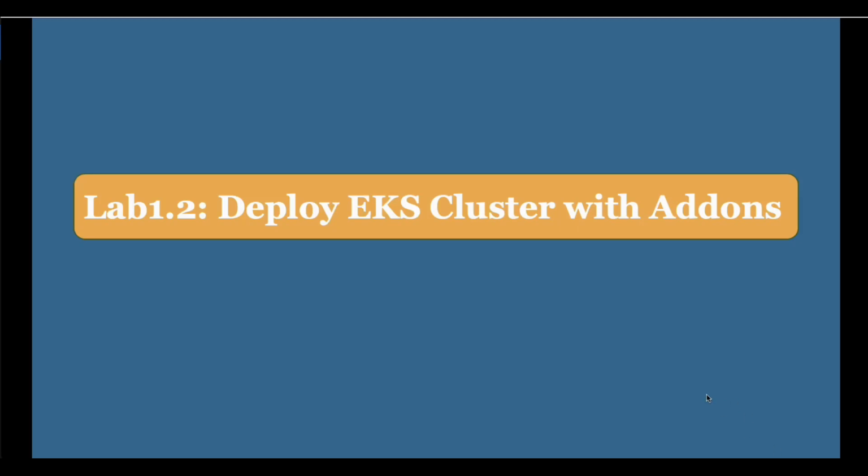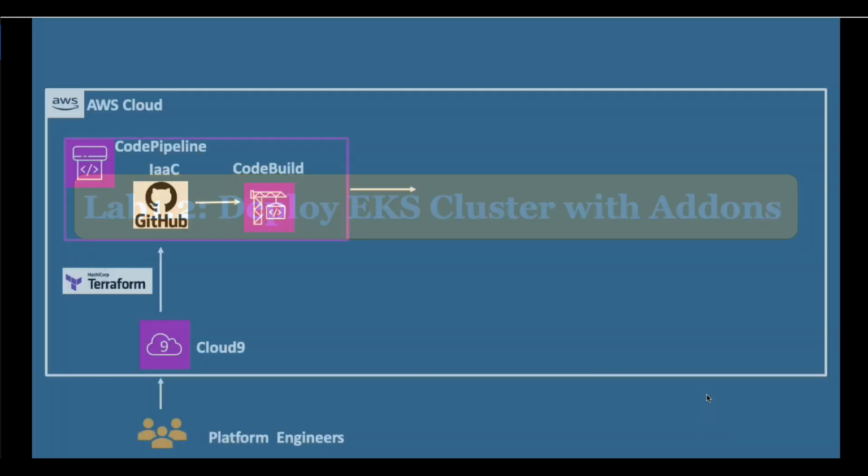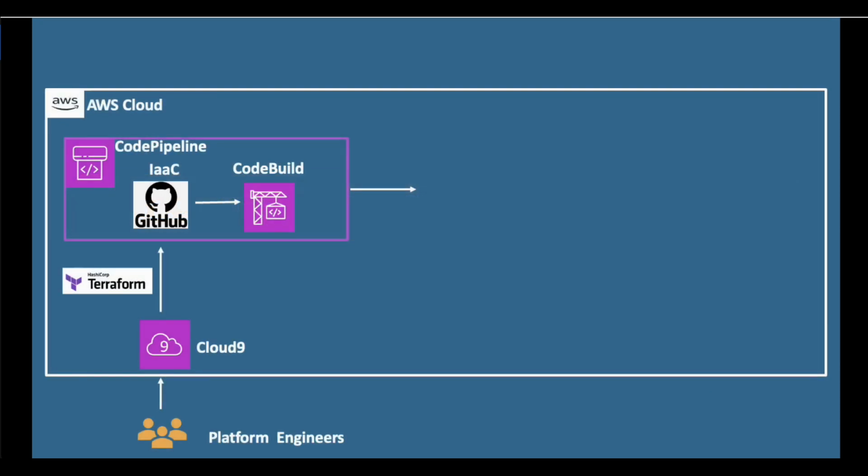Hi everyone, in this lab, let us deploy an Amazon EKS cluster with add-ons. Let's get started. In the previous lab, we deployed the CodePipeline to deploy the infrastructure as code. We have two stages: GitHub, which is the source code stage, and the second one is the CodeBuild stage. This is where we run the Terraform init, plan and apply to deploy the infrastructure. Now, using that pipeline, let us deploy the actual cluster and the required add-ons.